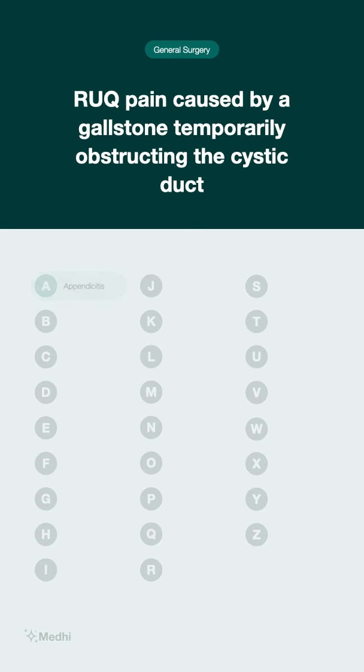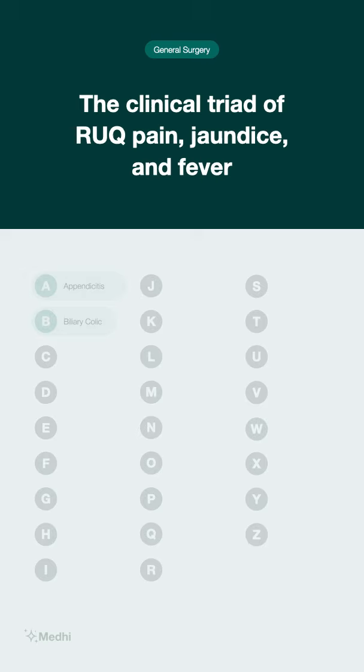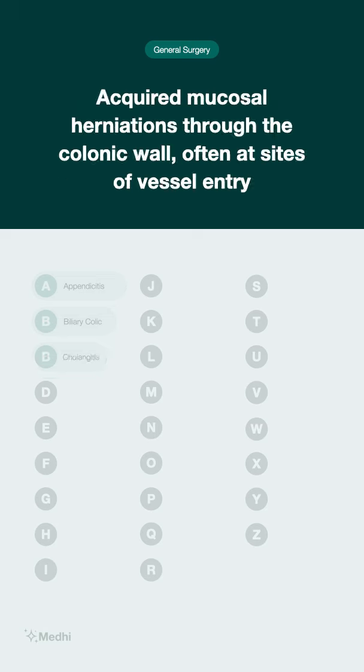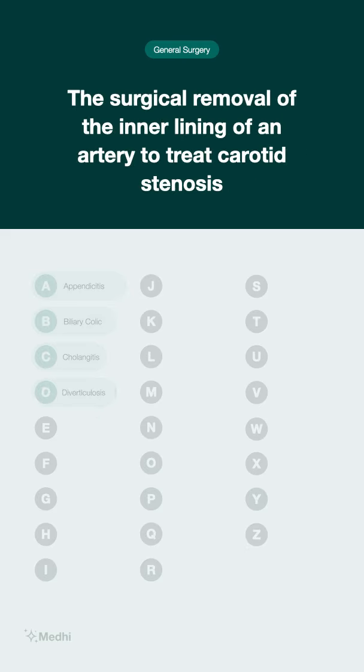Appendicitis. Right upper quadrant pain caused by a gallstone temporarily obstructing the cystic duct. Biliary colic. The clinical triad of right upper quadrant pain, jaundice, and fever. Cholangitis. Acquired mucosal herniations through the colonic wall, often at sites of vessel entry. Diverticulosis. The surgical removal of the inner lining of an artery to treat carotid stenosis.